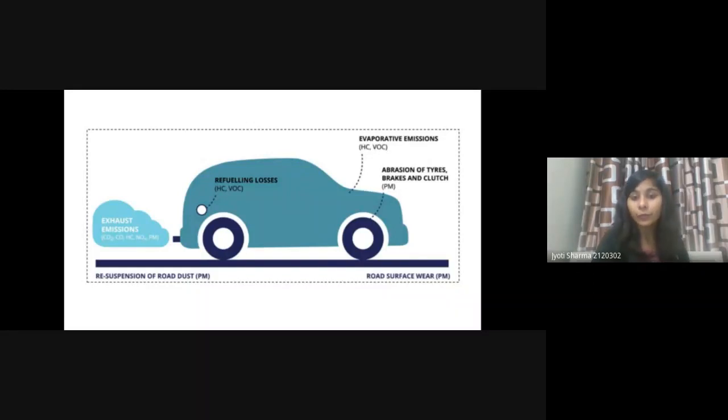Then there are evaporative emissions. Because of the evaporation of your fuel, this may also release some of your pollutant into the atmosphere. Then because your tire is striking the road, this will give you particulate matter that has been generated from the road, as well as from tires. So by these different ways, your vehicle may give you a variety of pollutants.